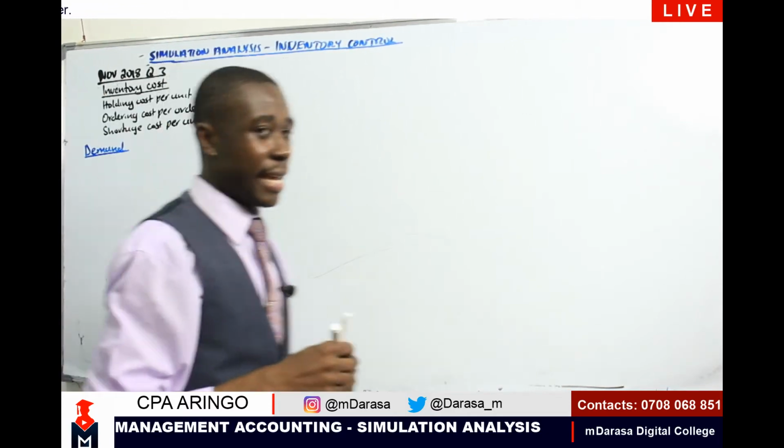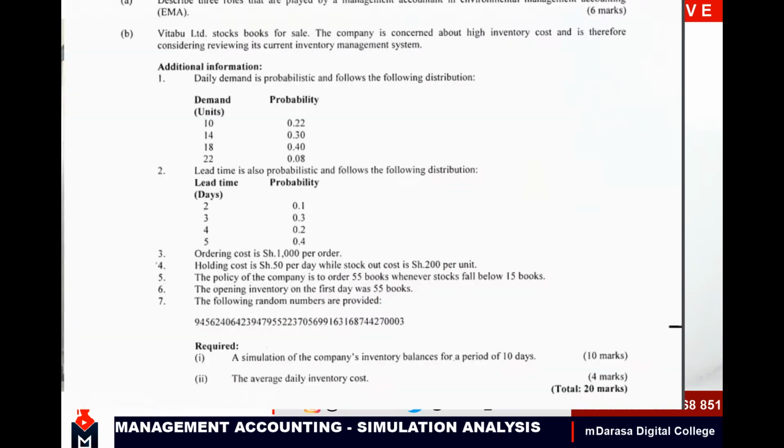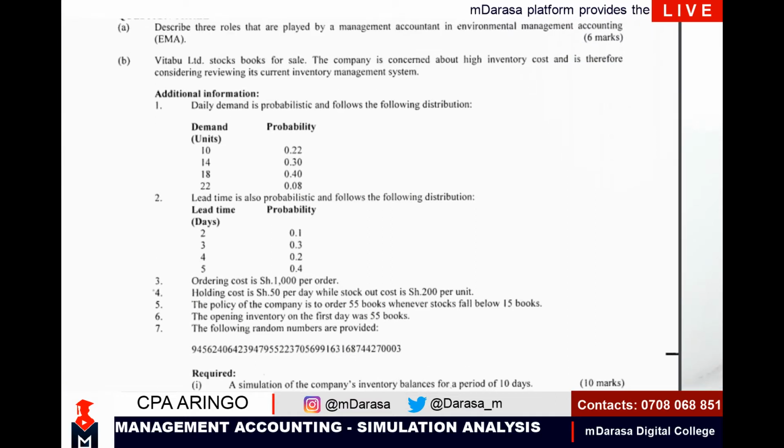And lead time. And this demand, I was given what? Come to note 1, my good students, and see the demand that I was given. We had demand attached with probability. I was given demand in units: 10, 14, 18 and 22.